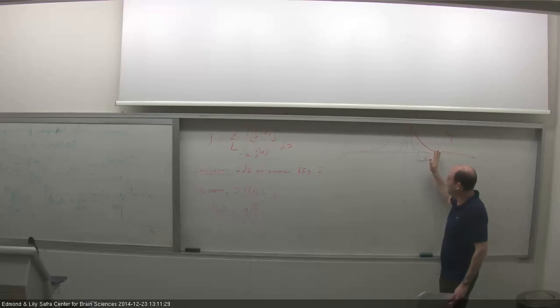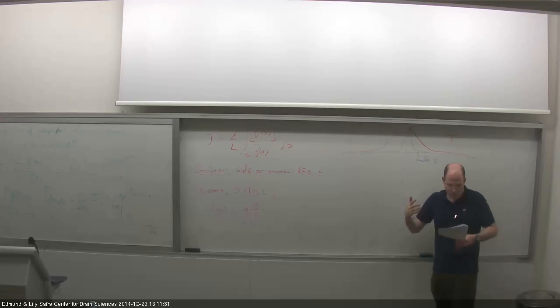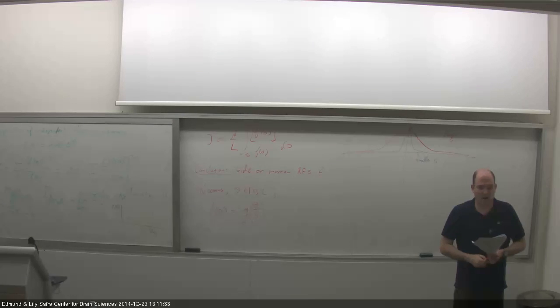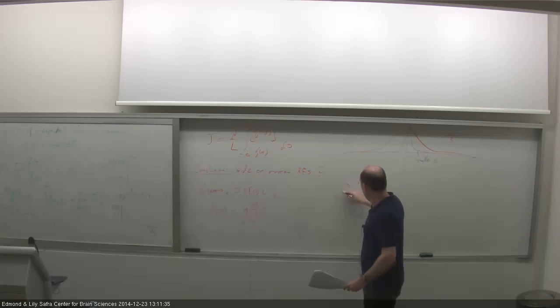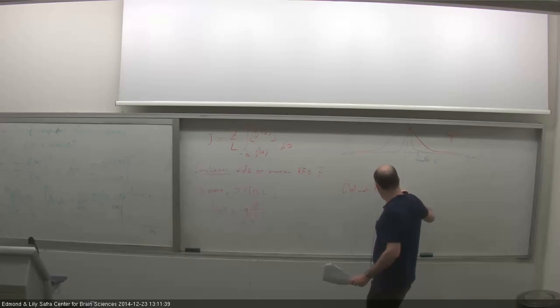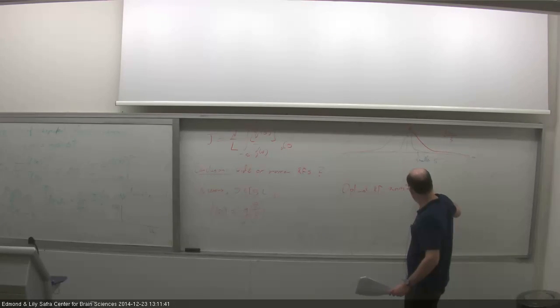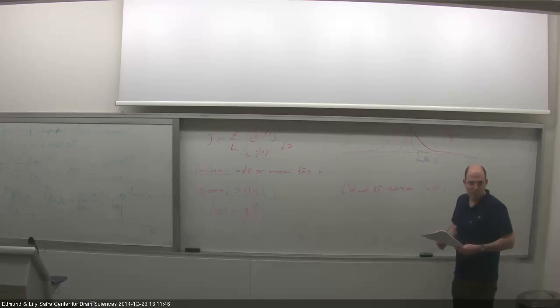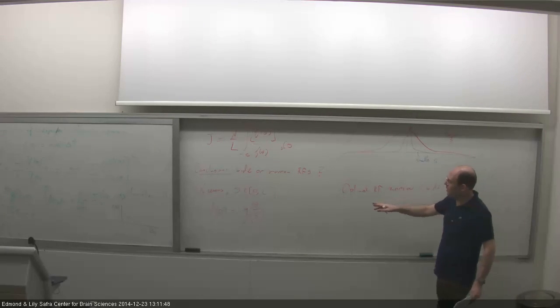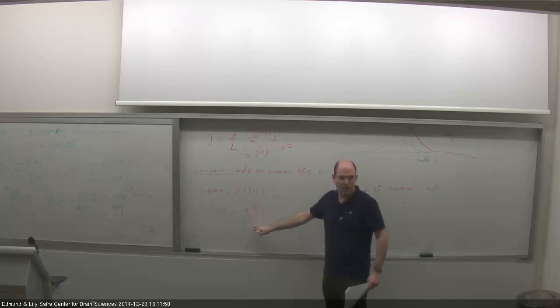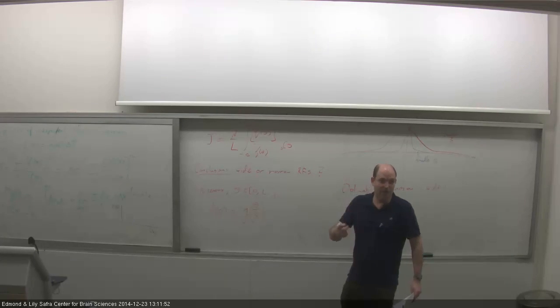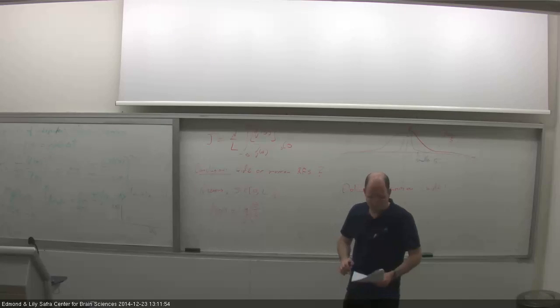We are allowed to change the width of the receptive field, and we want to ask what is the optimal receptive field, narrow or wide? Is it better to make s large or small? What do you want to optimize? So what I'm allowed to change is s, and what is the quantity that I want to optimize? The Fisher information. Okay?